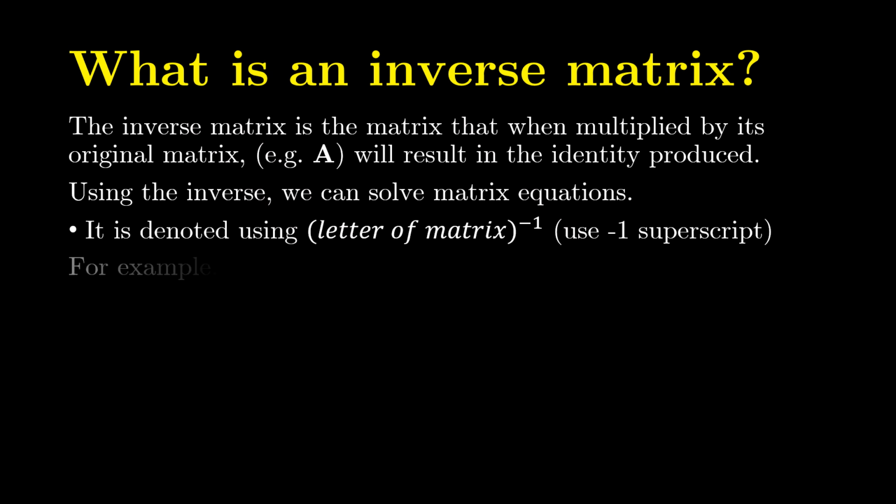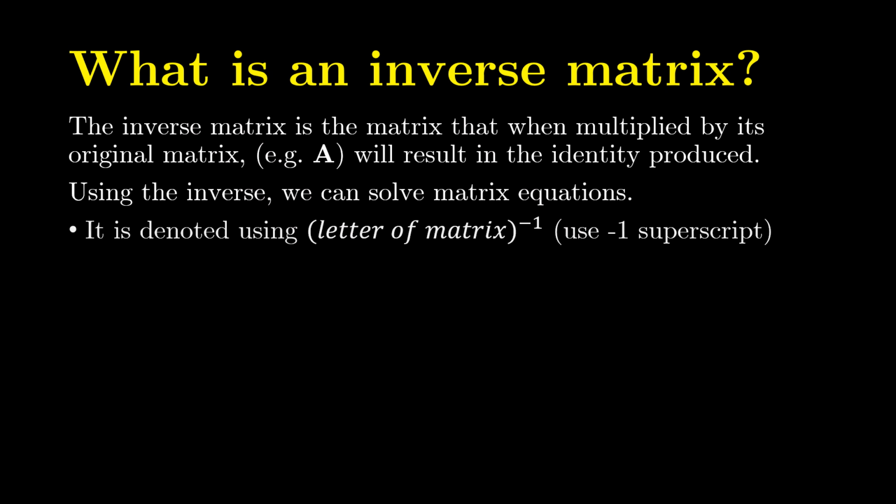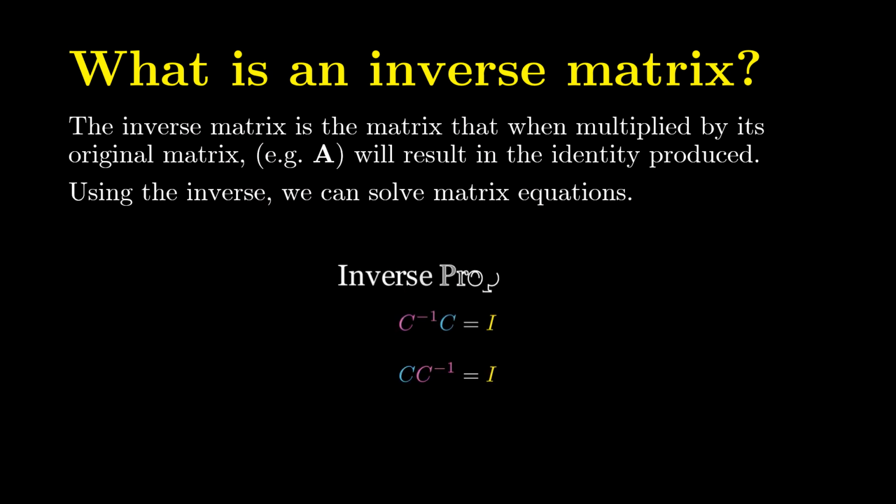And if we had an equation such as CZ equals D as seen on the screen, and we had the matrices C and D, using the inverse, we can find the matrix Z by using the inverse of C. Let's see how we will do this.